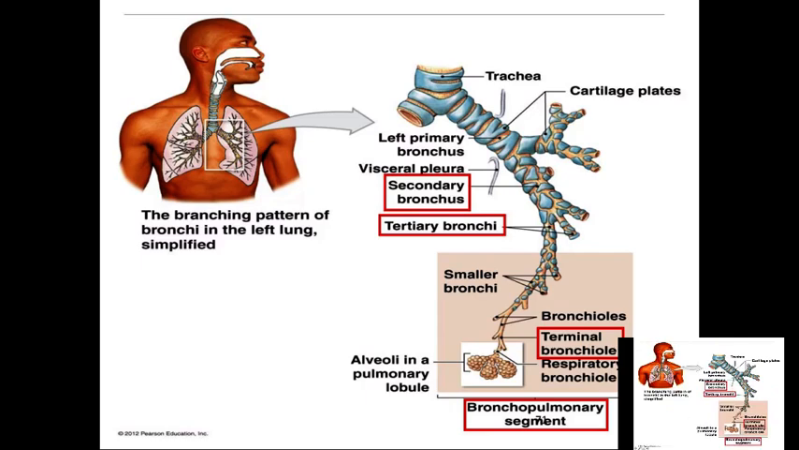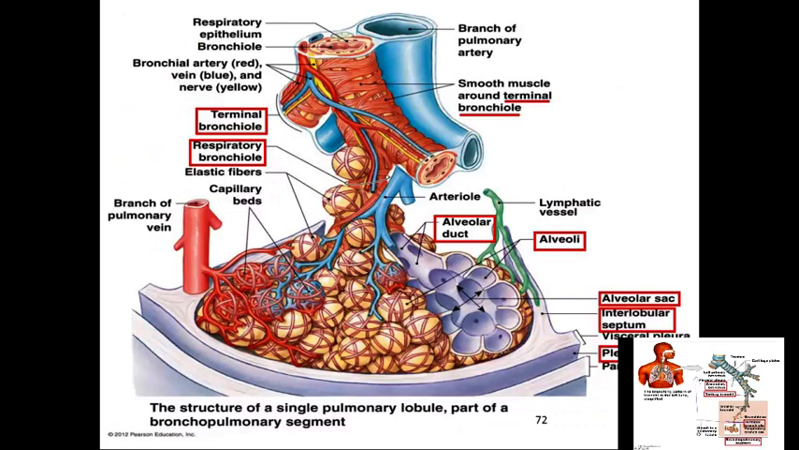Here's another visual of that, where you have the terminal bronchioles. So right here, right there, that's the end of the conducting zone. Everything up here was conducting zone. Everything down here is now the respiratory zone.